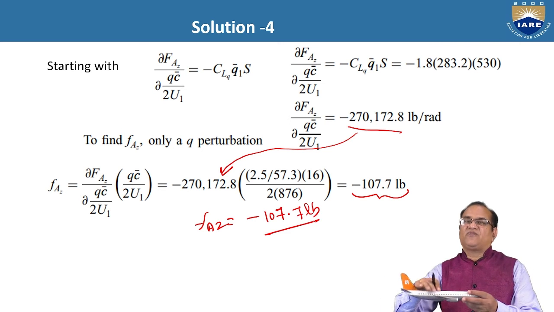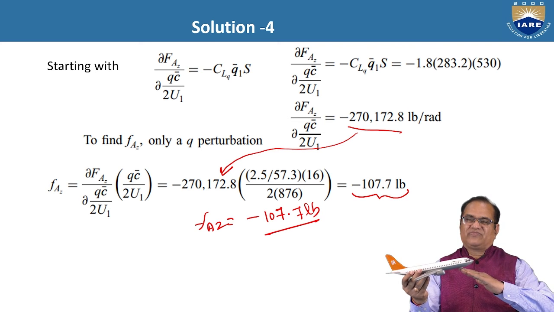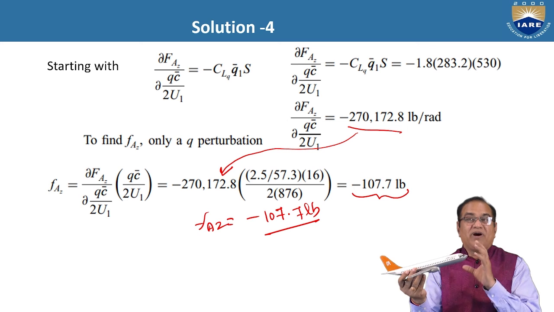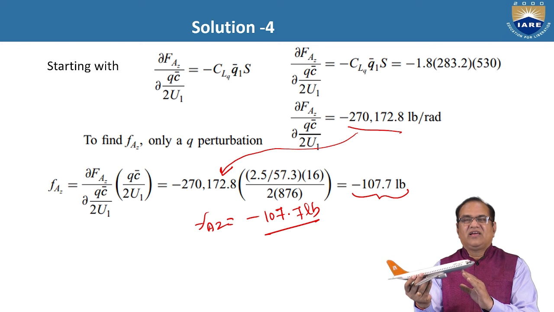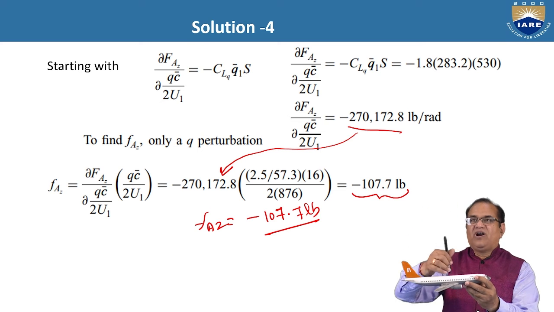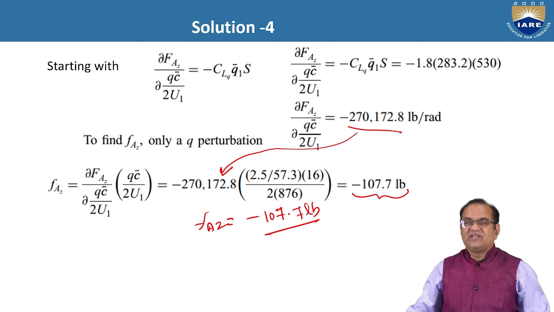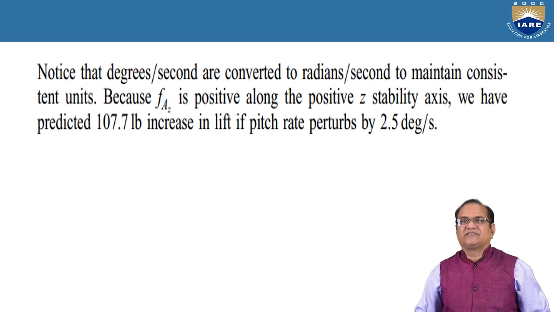It is also a lift force. If you change the Q by 2.5 degree per second, then you will get a lift force of upward 107.7 pound. So that is the meaning of this results and analysis.